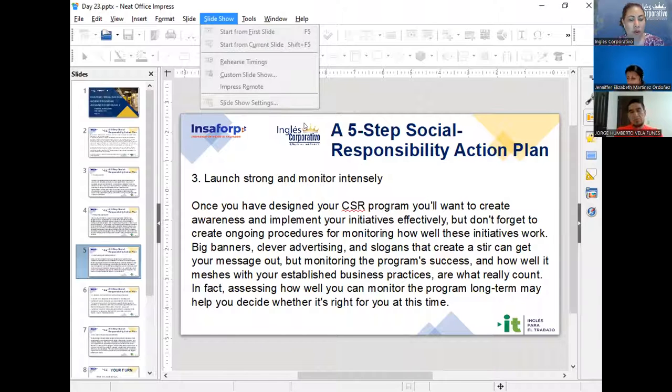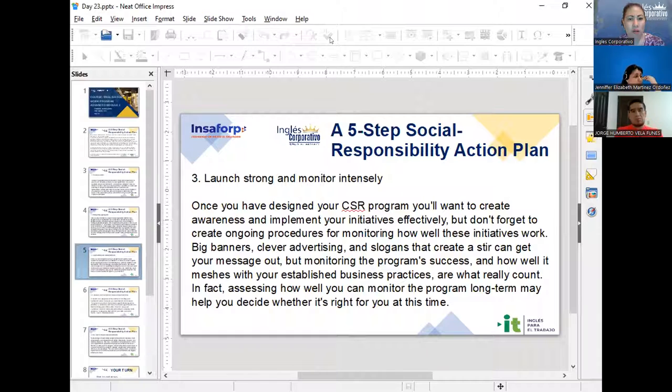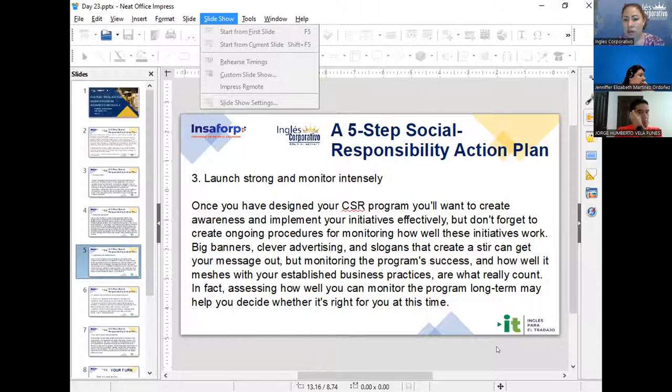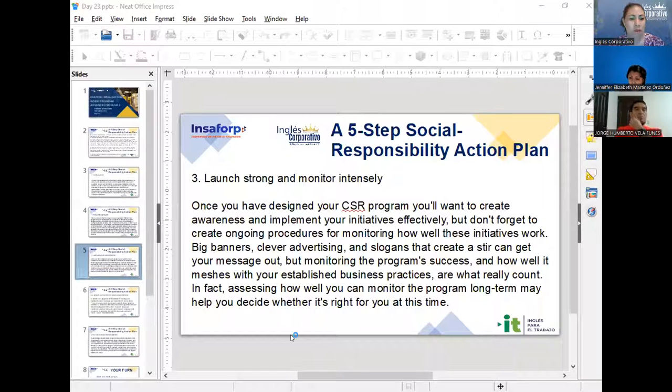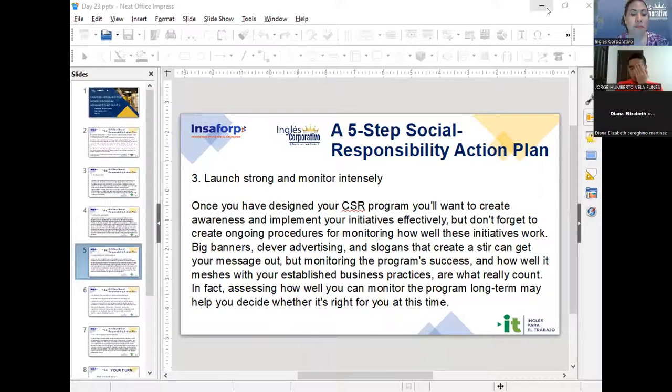I don't know what's going on here. Why can't I do this? For some reason it's stuck. I know why. Okay. Can you guys see number three? Yes, teacher. Bless you. Thank you. All right, so number three is launch strong and monitor intensely. So I'll read this one. Oh, can you guys see it or no? Yes, teacher. For some reason it's telling me that. Okay.